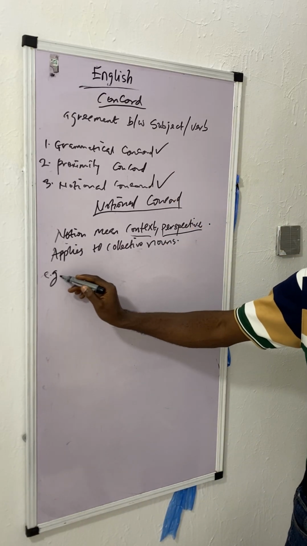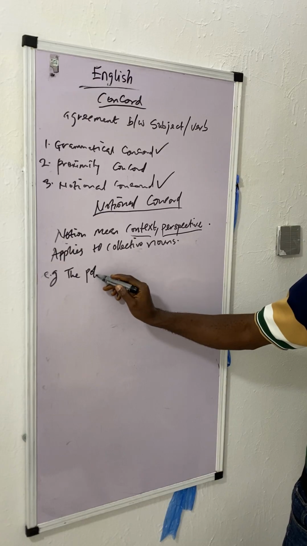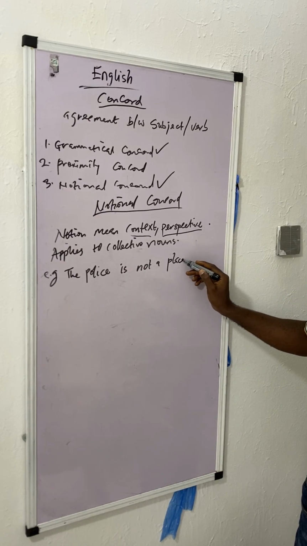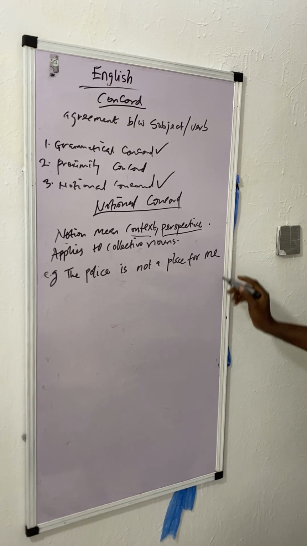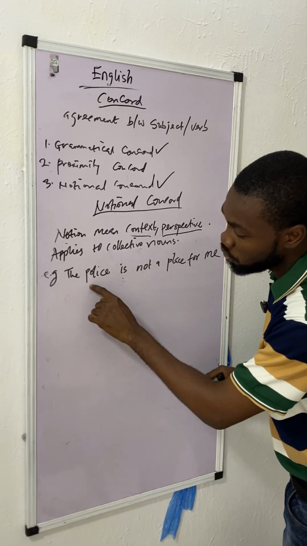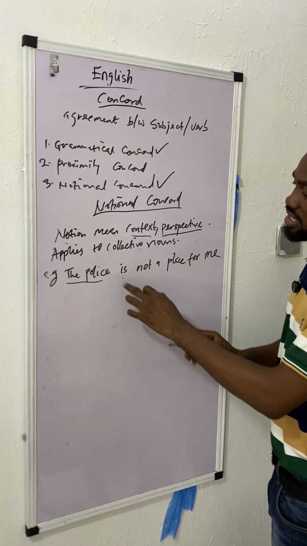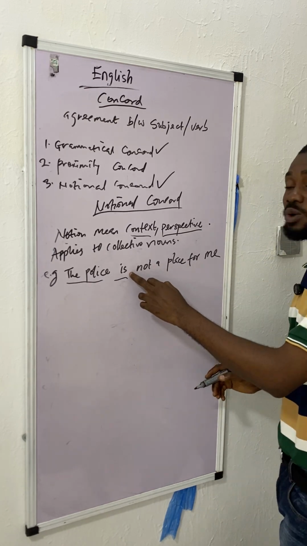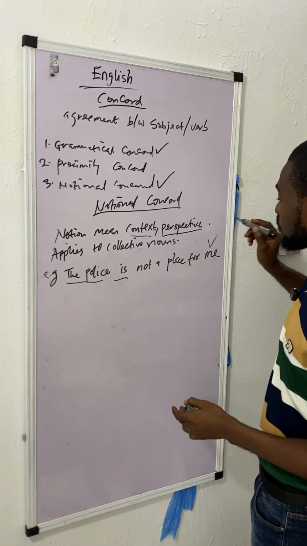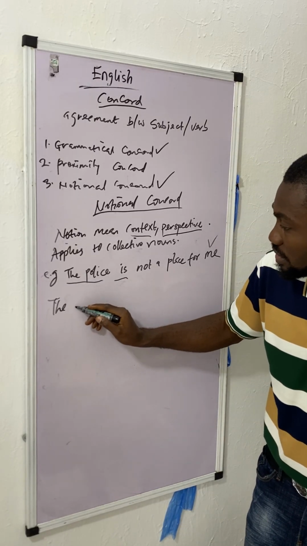Let's understand that now. Example: the police is not a place for me. This is correct. We are using is here. The police is the subject, is is the verb, and is is a singular verb. This statement is correct.